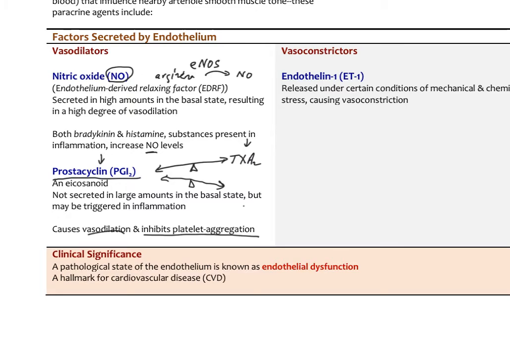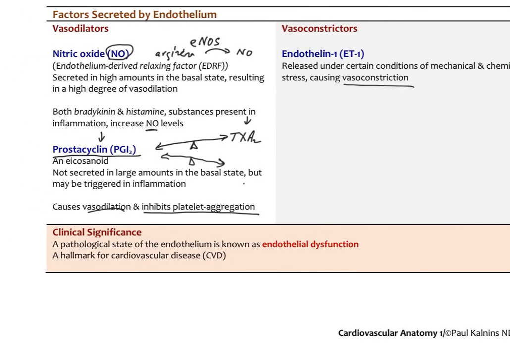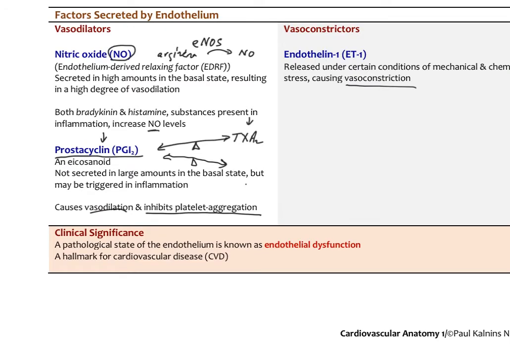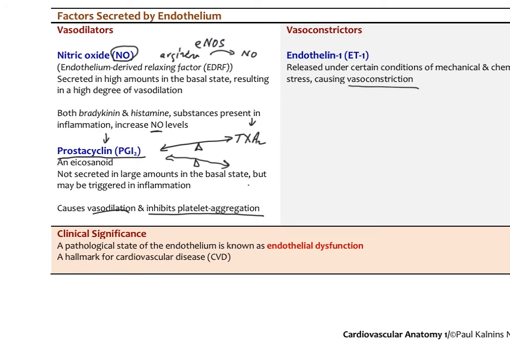So nitric oxide and prostacyclin are two vasodilators secreted by endothelium. There is a vasoconstrictor, and that's called endothelin-1, and that can be released in certain mechanical or chemical stress, and that causes vasoconstriction. So that would be when you first have an injury, for example, the endothelium releases endothelin-1, and that's going to cause the blood vessel to constrict to prevent further bleeding there. If endothelin-1 is overexpressed, then we're going to have vasoconstriction. That's probably going to also increase platelet aggregation, so it's going to kind of work like thromboxane. Both endothelin-1 and thromboxane are associated with different heart diseases, as we'll see.